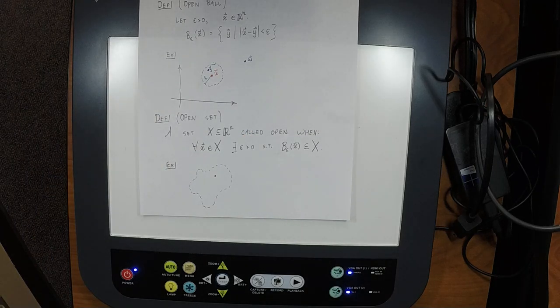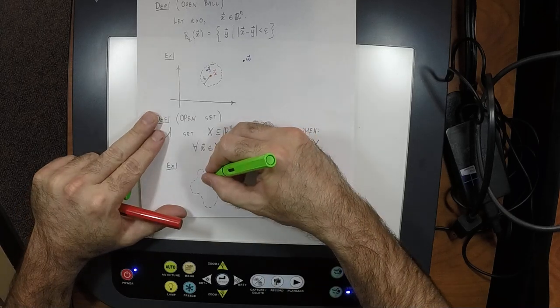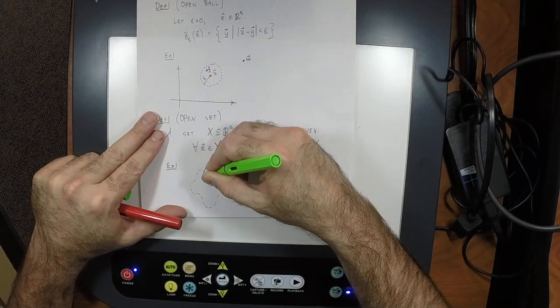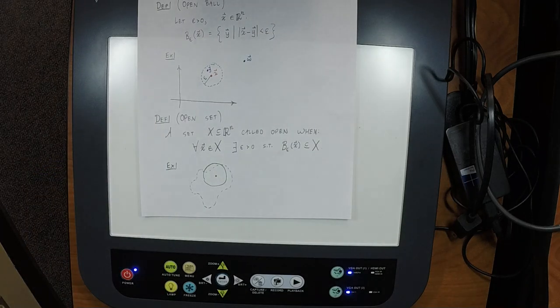There's a red point. Is it possible to surround that red point in a ball without leaving the set that I drew? Well, I have a question. What about this ball? This ball leaves the set. Does that mean that this set isn't open? No. Yeah, this means that I wasn't very clever when I selected that ball, was I?